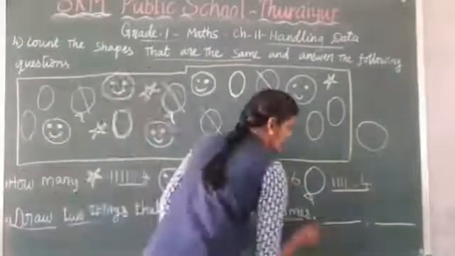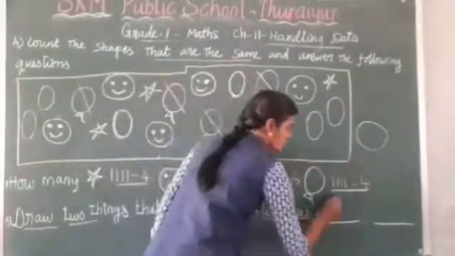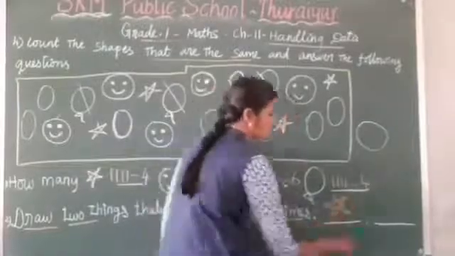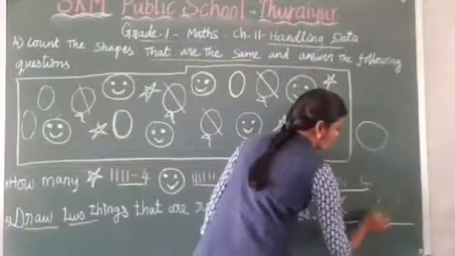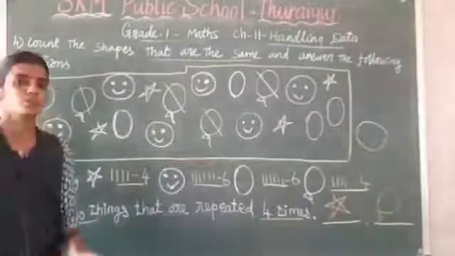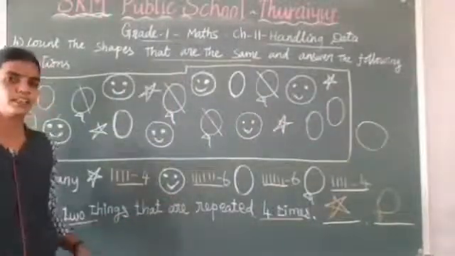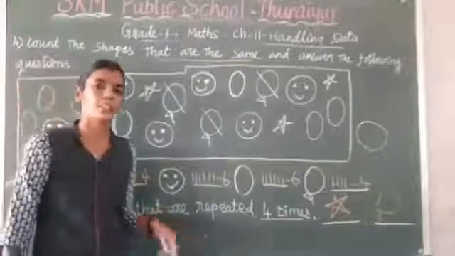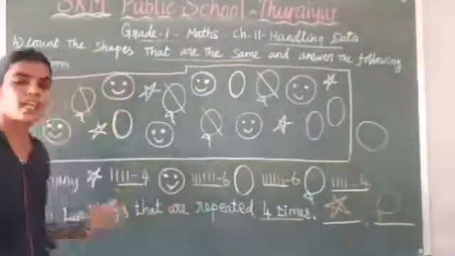So star, I am using this topic. Star and balloon. These 2 things only are repeated 4 times. One more question. Which are the 2 things that are repeated 6 times? That you have to draw.